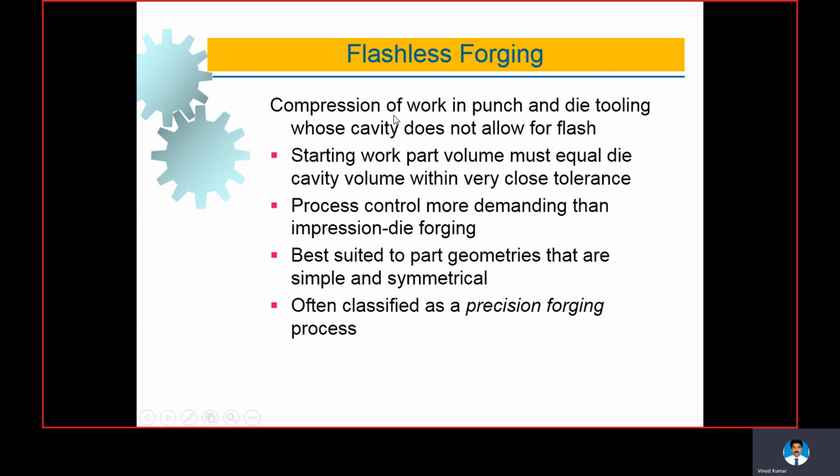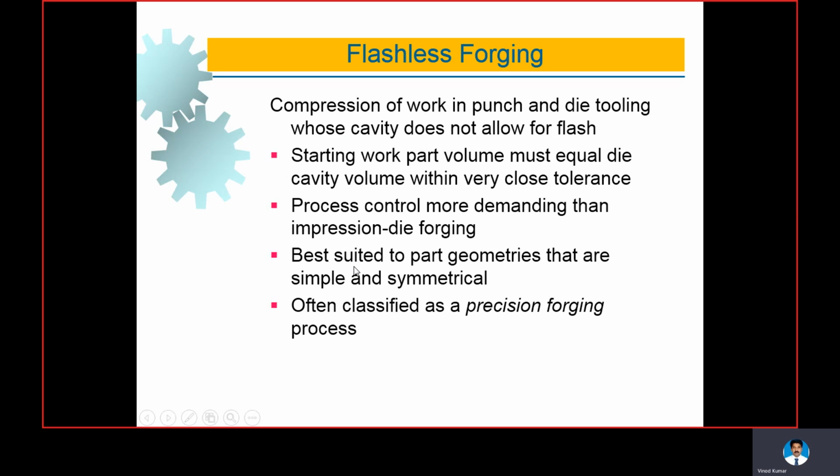Flashless forging operation. As I have explained, in impression die forging, one of the problems is the production of flash. Flashless forging is a technique where we will not have any flash. We will not allow the material to flow through the gap and produce flash. This is called the flashless forging process. The starting work part volume must equal the die cavity volume in a flashless forging operation. Process control is more demanding in flashless forging to avoid any kind of flash formation.